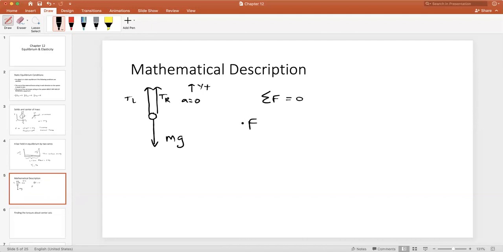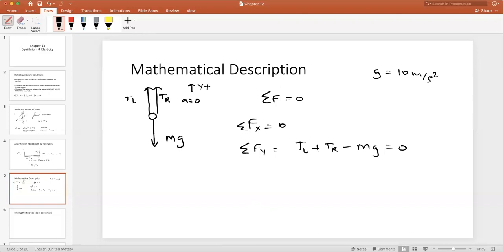That means that the sum of the forces in x are 0. There are no forces in the x. But the sum of the forces in the y are T left plus T right minus mg is equal to 0. One other thing I want to say, I'm going to assume that g is 10 meters per second squared. It makes the algebra faster and easier.